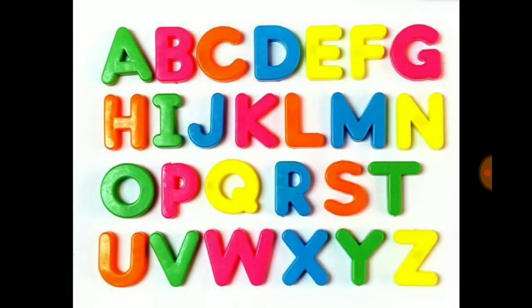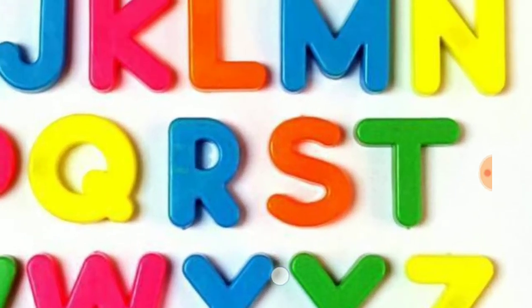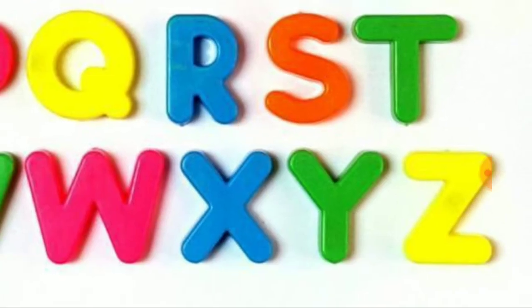Now Z, it's kind of like a sideways N. So basically what you want to do is make a line that goes straight left and right. Then you want to make another line.